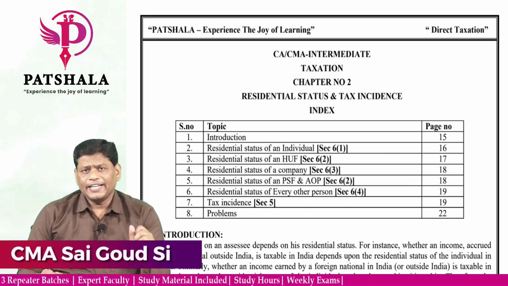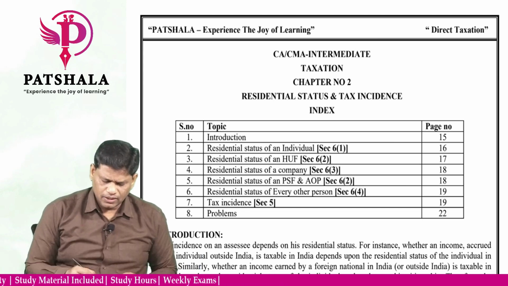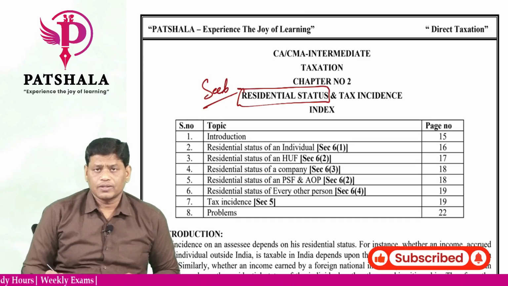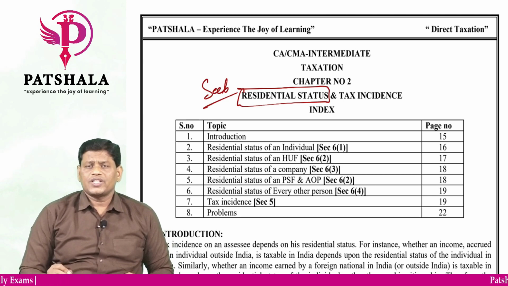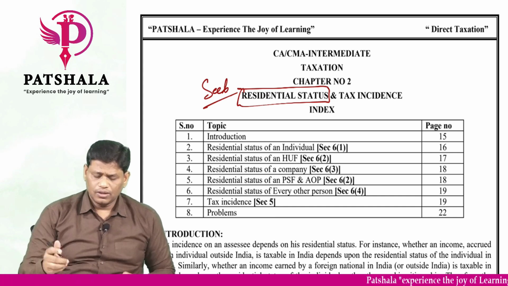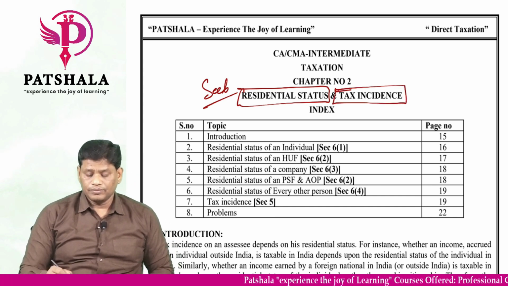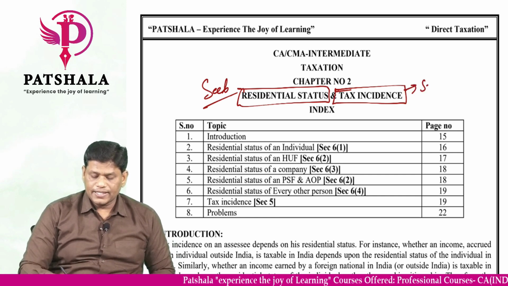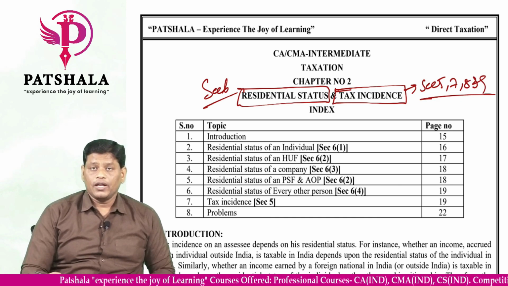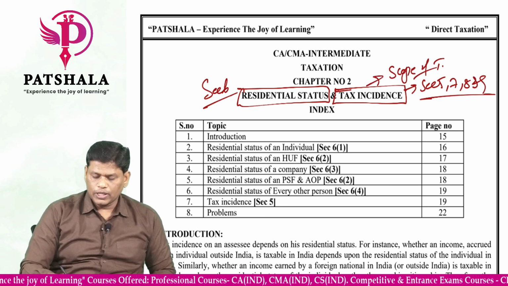Okay, now let's continue with the second part of the chapter, wherein in the first part we have learnt how to determine the residential status of a person as per section 6. As you know, the residential status of a person is resident and ordinary, resident but not ordinary, and non-resident. Based on that, we have to determine the tax incidence of a person. As I told you, the tax incidence is covered by sections 5, 7, 8 and 9. The tax incidence is also known as scope of total income.